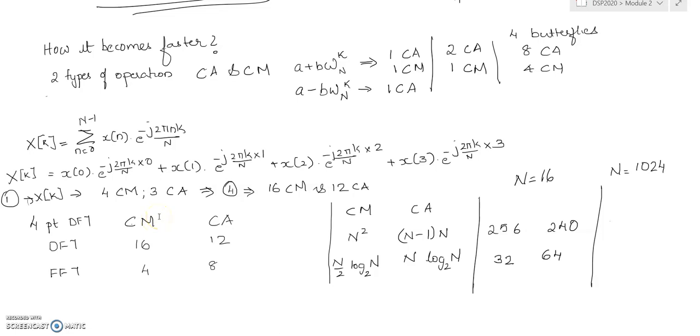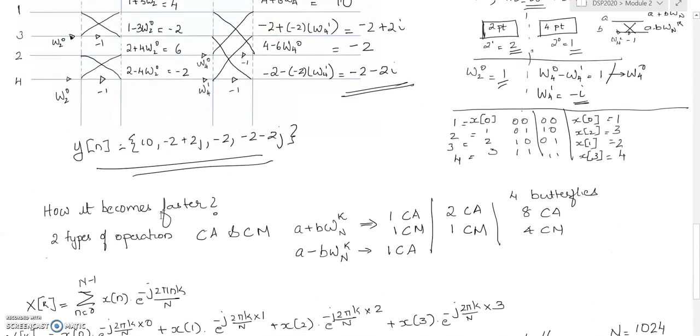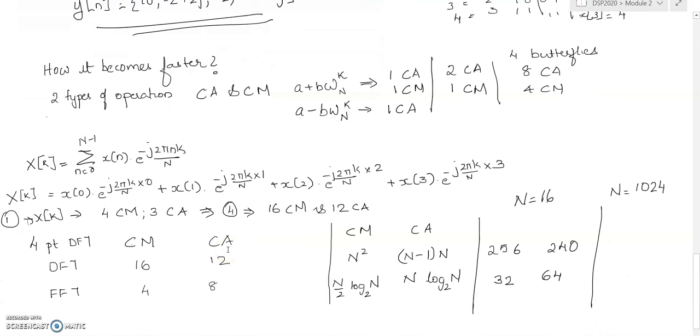So basically we have to look at how it becomes faster, and when we look at this particular operation involved, we can see that there are two kinds of operations involved. One I refer to as a complex addition, and the other as a complex multiplication. So let me write it down: complex addition and complex multiplication. These are the two operations involved.